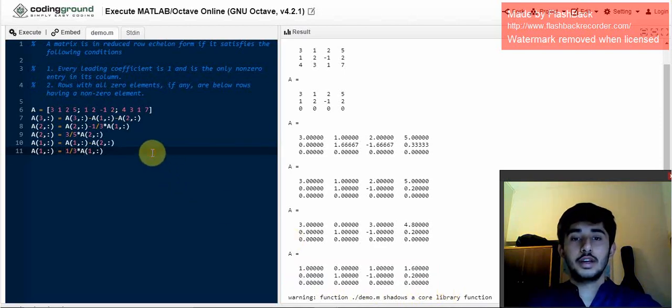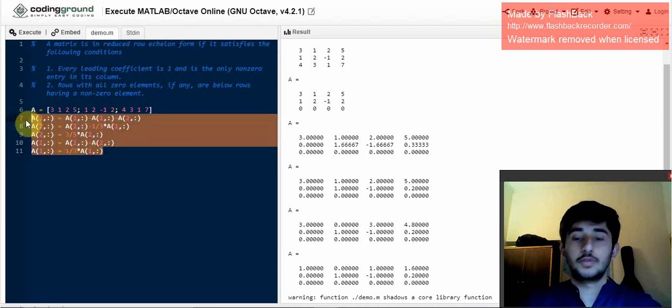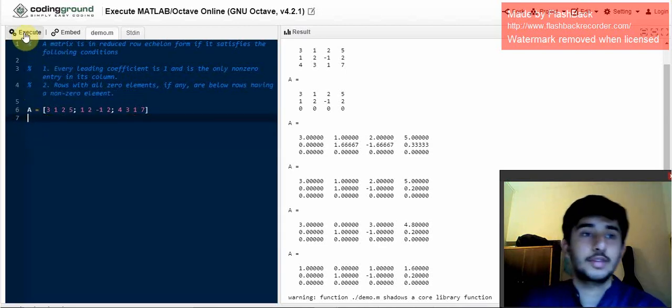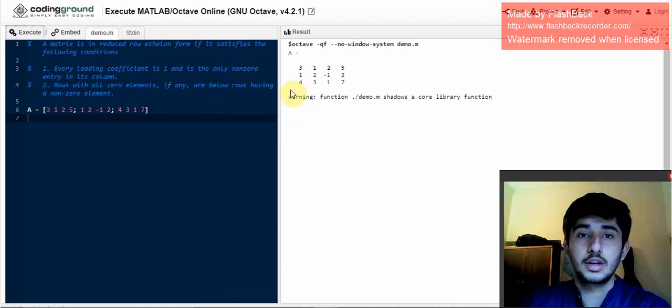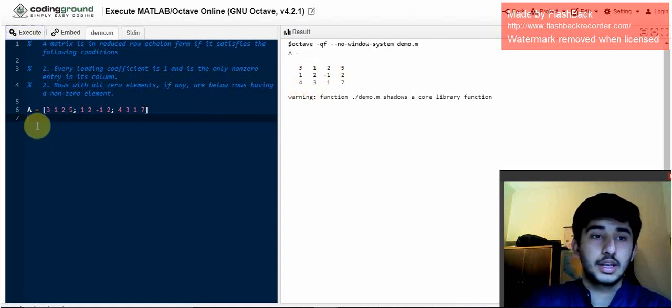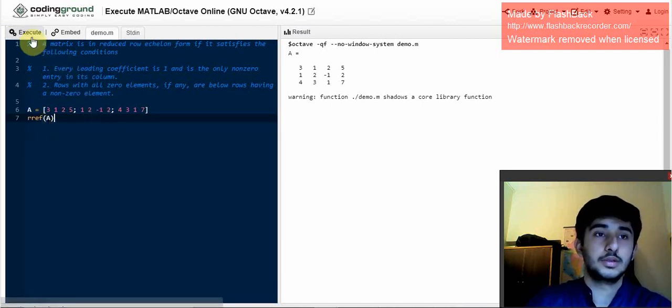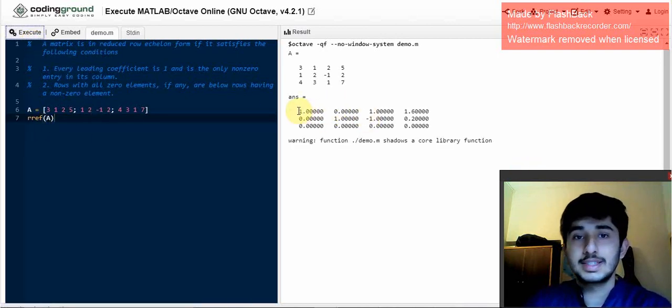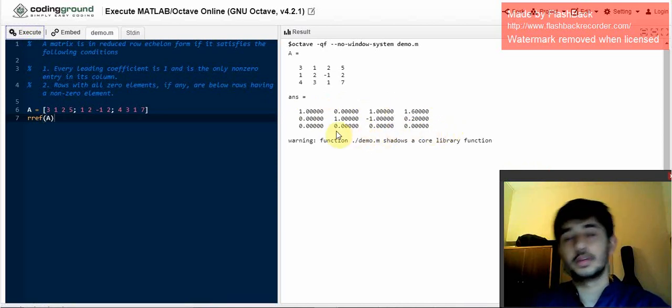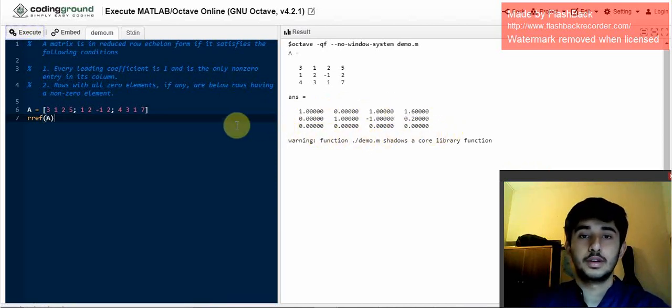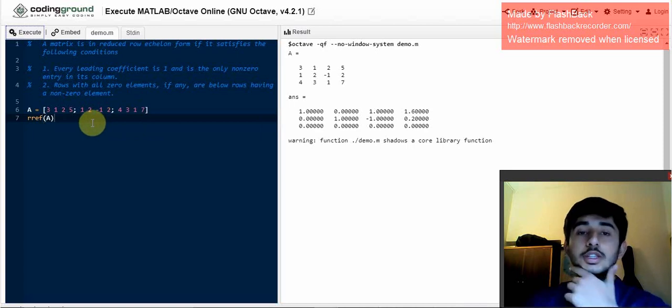You could even verify it by using a built-in command, which is RREF, short form for Reduced Row Echelon Form. So if we have this matrix, I will go back to the previous statement, and then we'll just say RREF of A, execute. We'll get exactly the same matrix which we got in the previous example by doing row operations, but that would be a good practice.